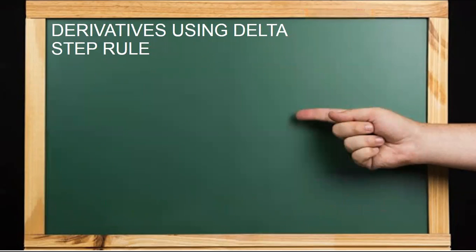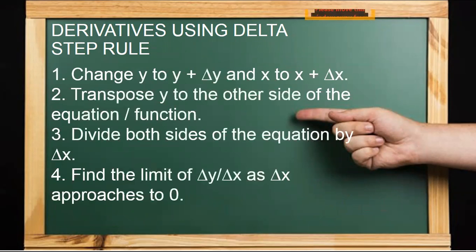So we're going to discuss the step by step process in finding the derivative using the delta step rule. First, we're going to change y to y plus delta y and x to x plus delta x. We're going to transpose y to the other side of the equation or the function. We're going to divide both sides of the equation by delta x, and we're going to find the limit of delta y over delta x as delta x approaches 0.